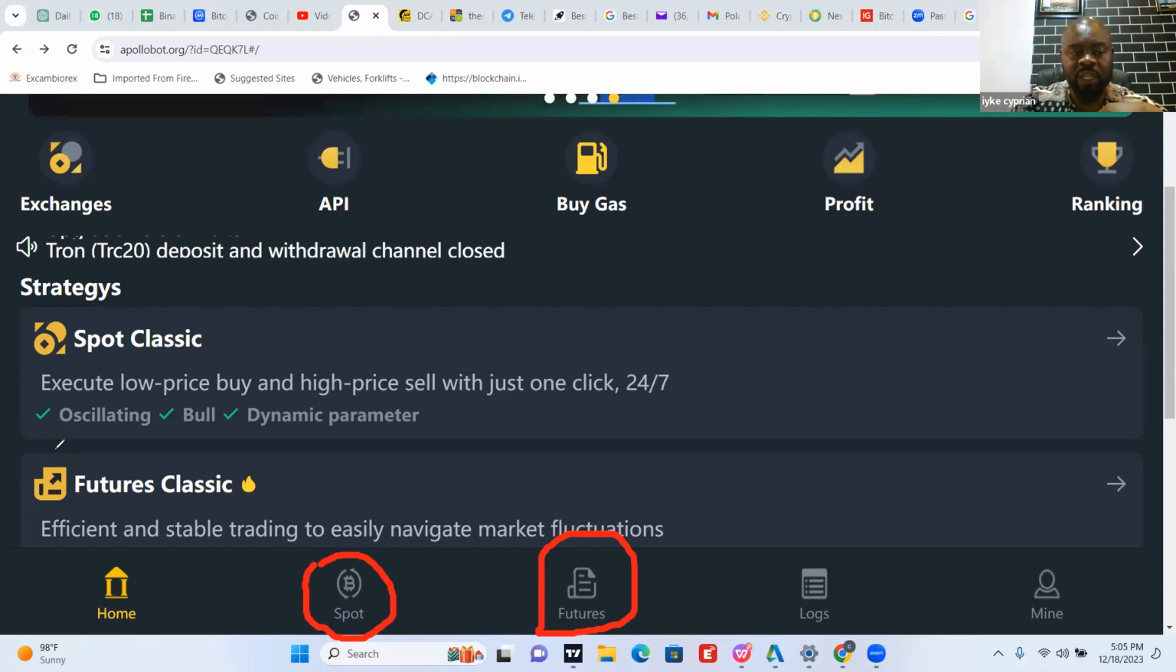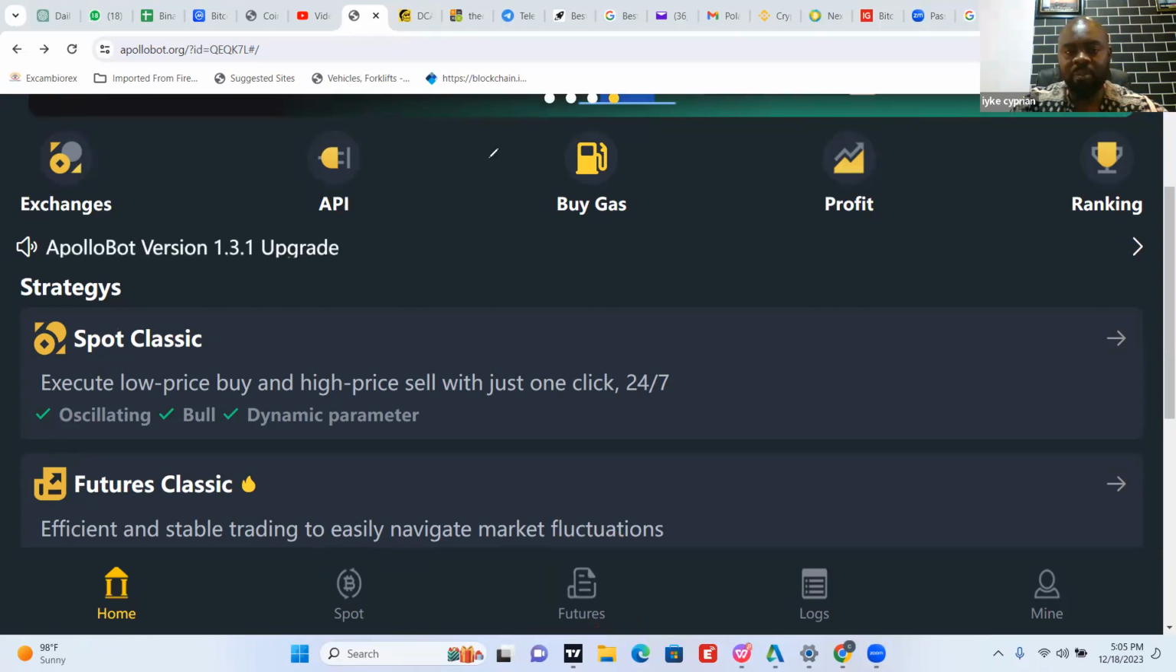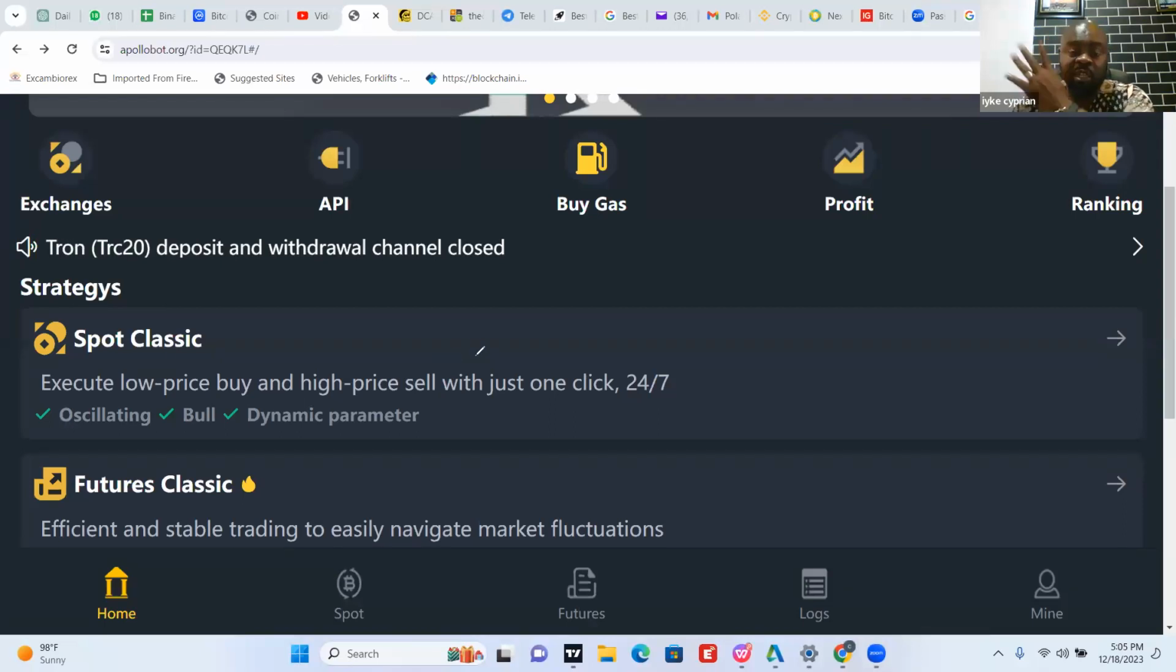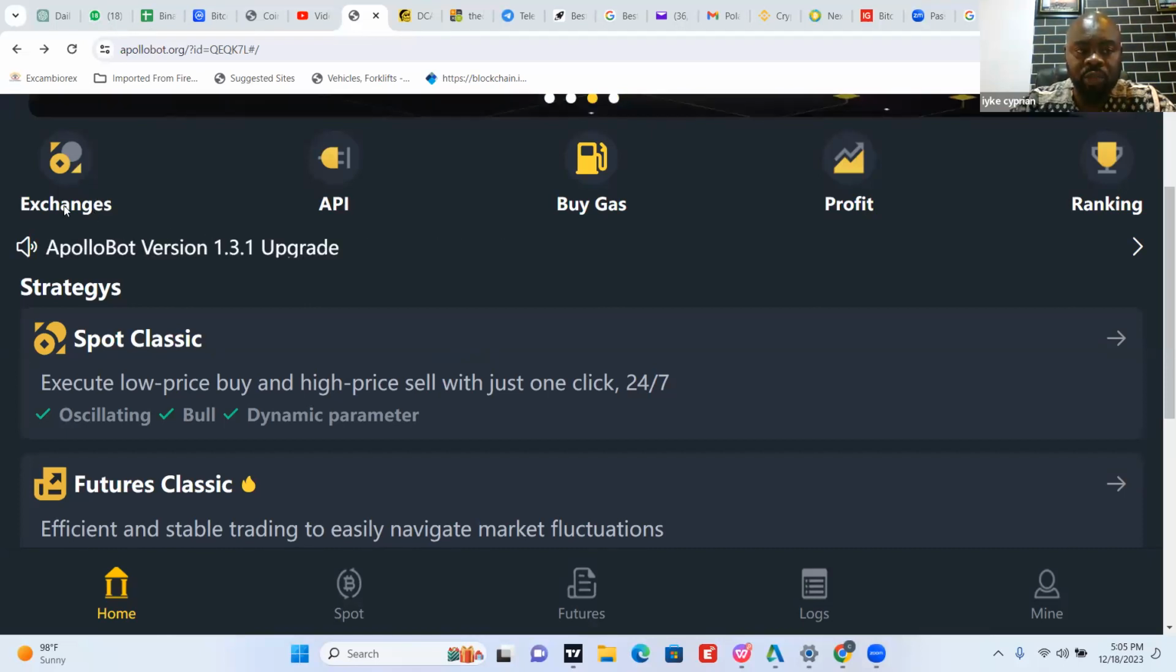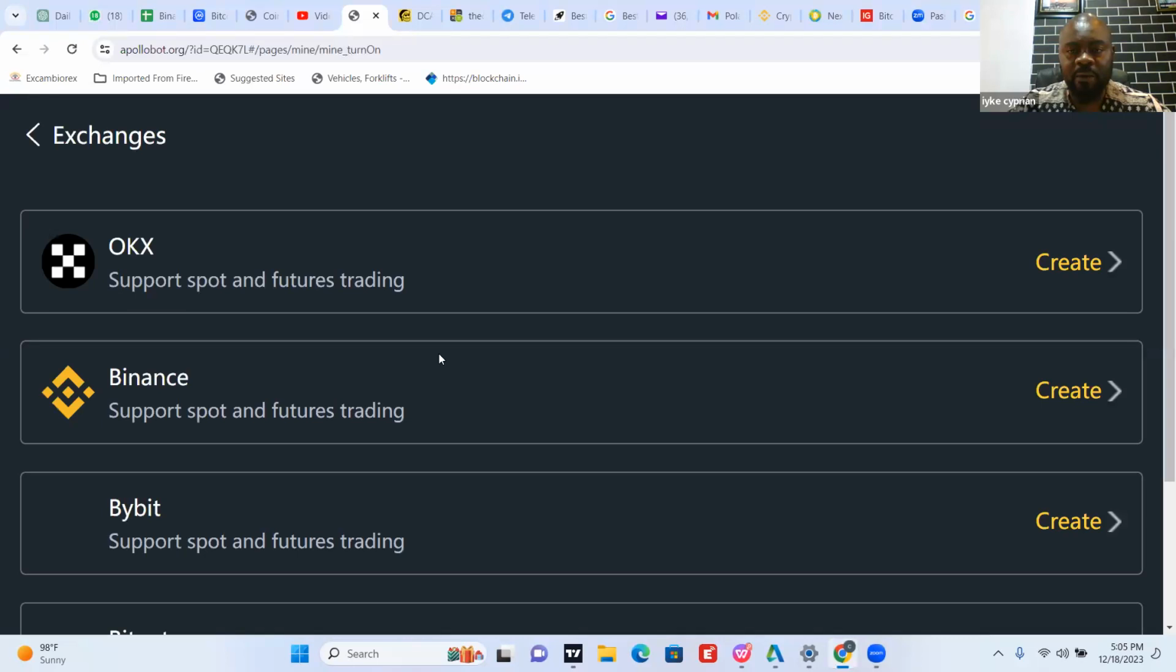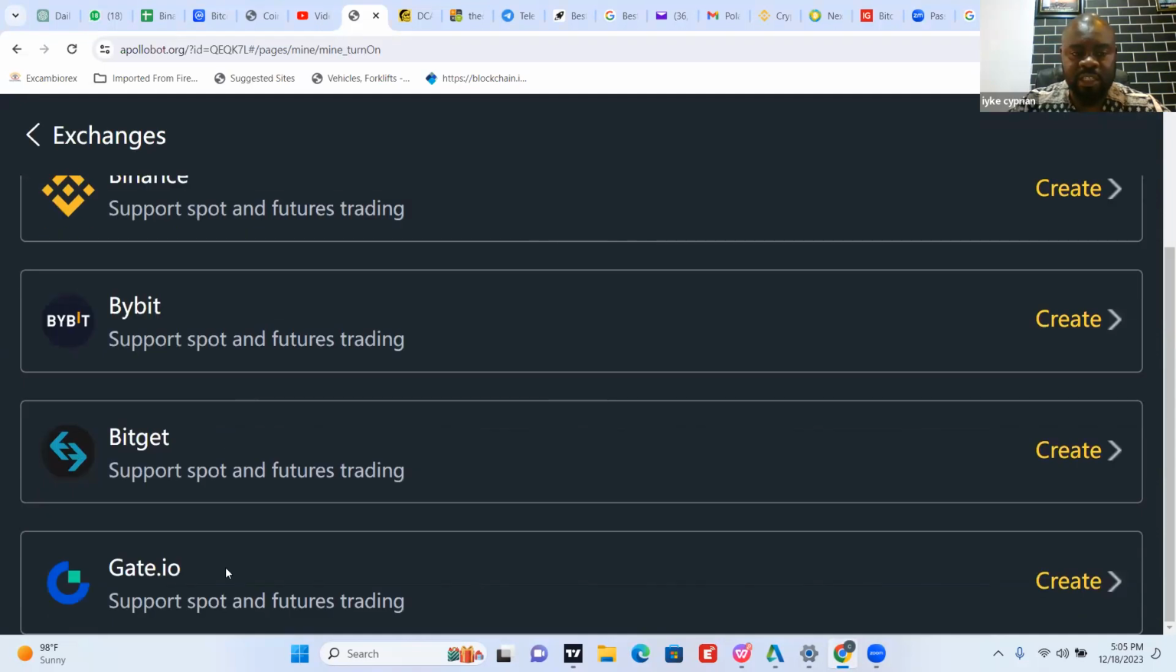If this is your first time, you download the app and get yourself signed up and registered, then you meet one of the leaders to guide you, whoever introduced you here. So this is what the Apollo box looks like. You can see on the top left, you see exchanges. These are the exchanges partnered with Apollo: OKX, Binance, Bybit, BitGet, and Gate.io.